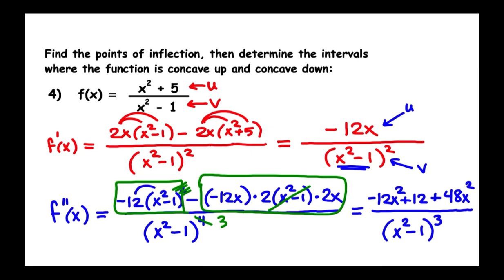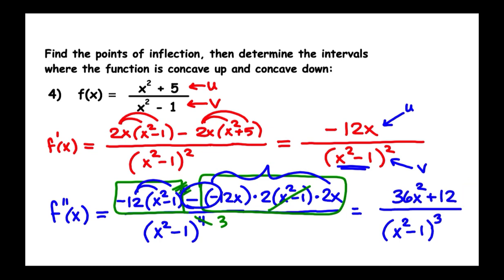I went ahead and distributed the first 2 to get the negative 12x squared plus 12. And then I combined this entire disaster to get the 48x squared. And I had a double negative right here. That's why I have the plus in front of it. In fact, I can combine some more like terms. 48x squared minus 12x squared is 36x squared. Let me just do that. Okay, so there's the second derivative.